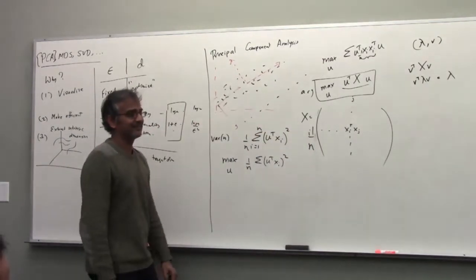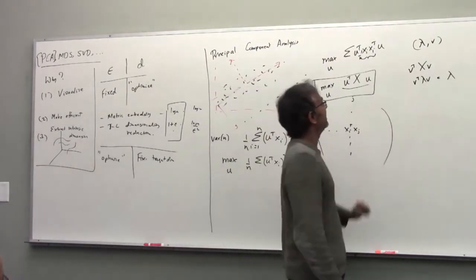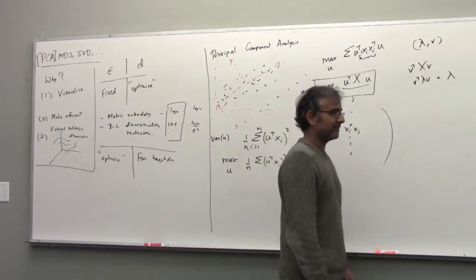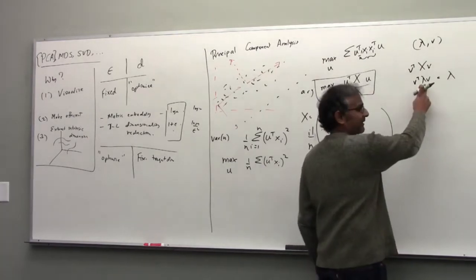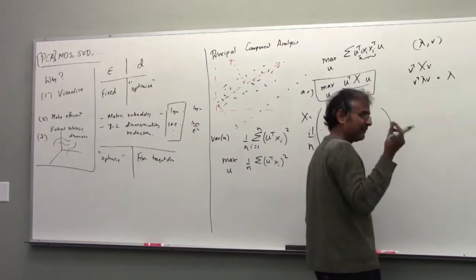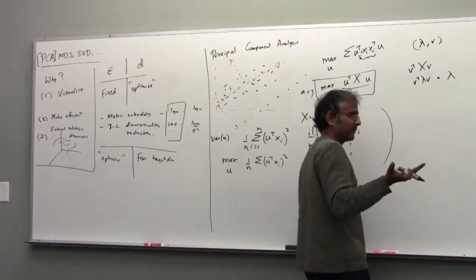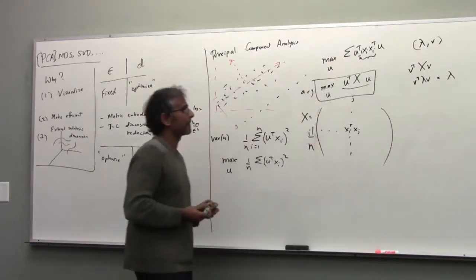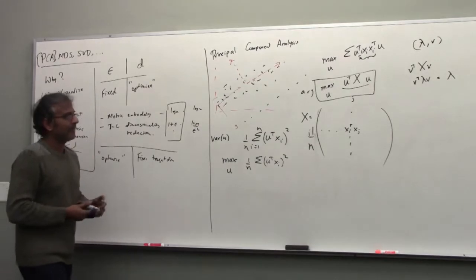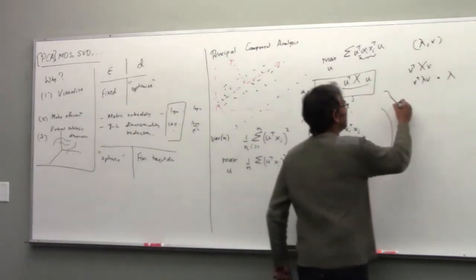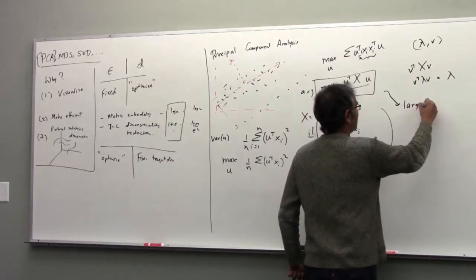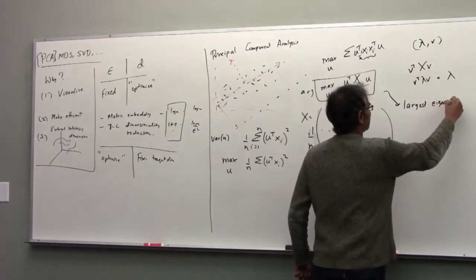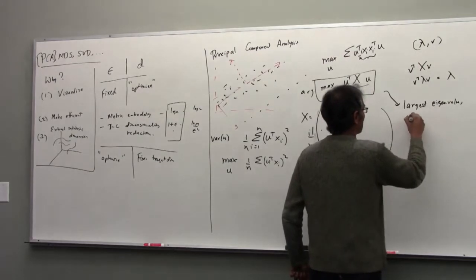Can you explain this point? Which one? Okay. Take any eigenvector of X. By definition, X times v is lambda times v. This is a vector, this is a scalar, so it just comes out. I said v is a unit vector, so v transpose v is 1. So this gives you the largest eigenvalue and the corresponding eigenvector.